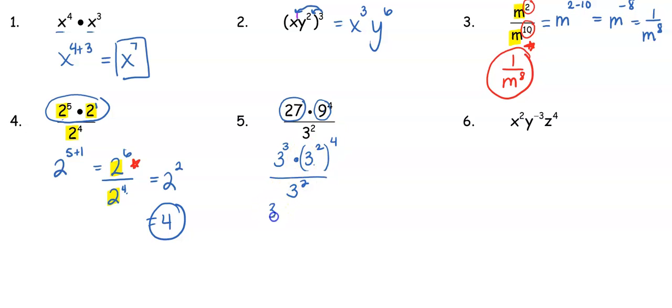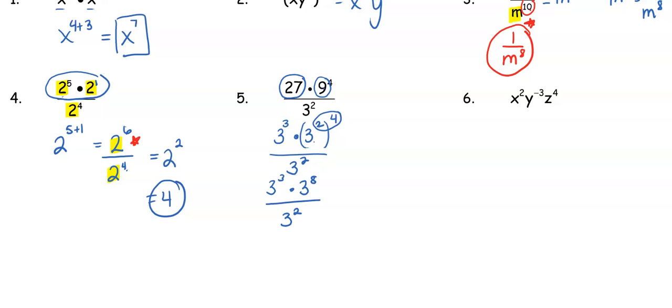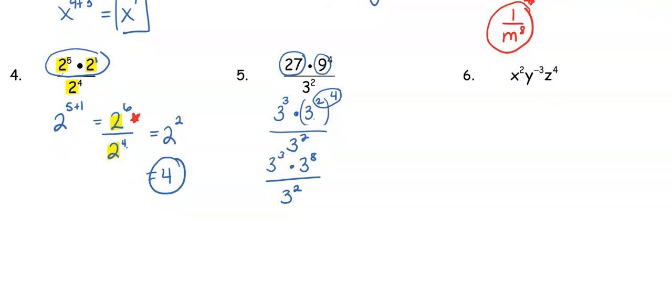So I'm going to keep on simplifying. I've got a power to a power, so I'm going to multiply 2 times 4 to give us 3 to the 8th, all over 3 squared. Now after that work, I end up in the same place I was in number 4. I see that I have the same base in the numerator. I'm going to combine those pieces. Multiplying the same base means I add 3 and 8 to get 11.